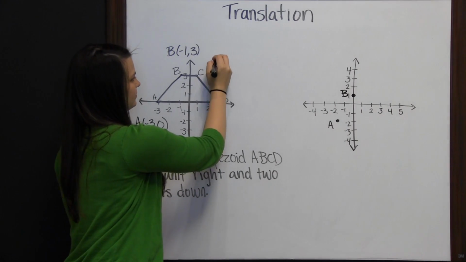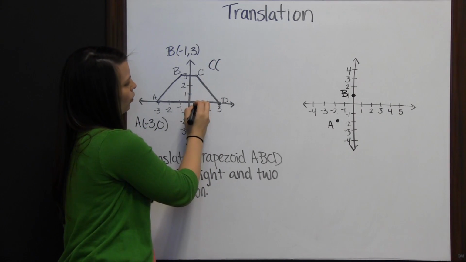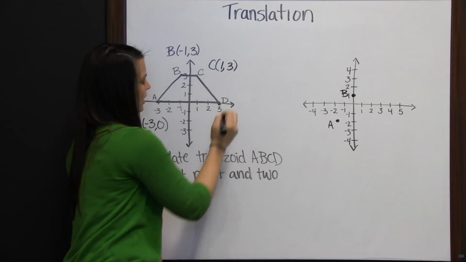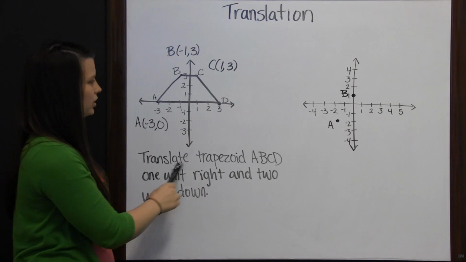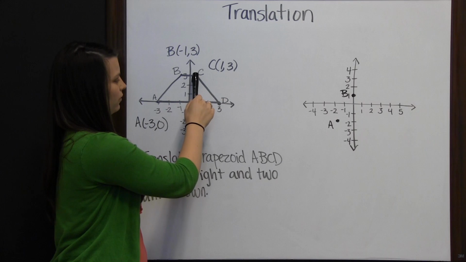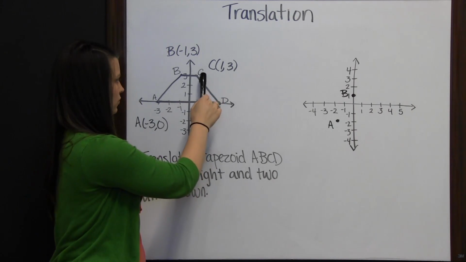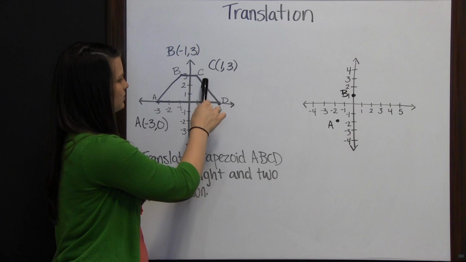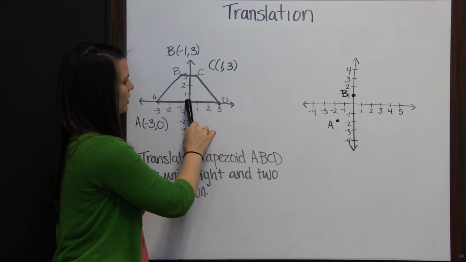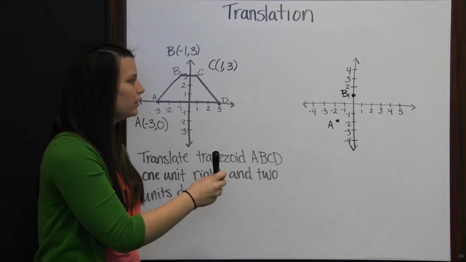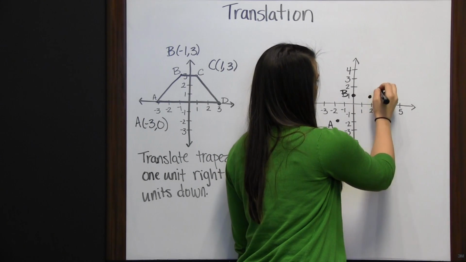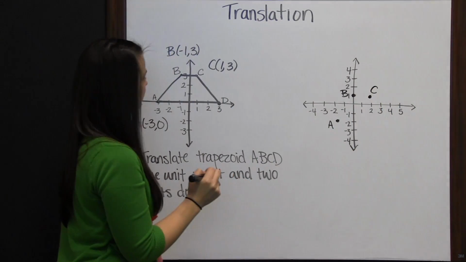Now for C. C is at 1, 3. And again, I'm going to move it 1 unit to the right. So I'm moving it from 1 over 1 to 2, 1 unit to the right, and then 2 units down. So from here, it's moving 2 down. So it would be at 2, 1, over 2, up 1. And that's our new position of C.